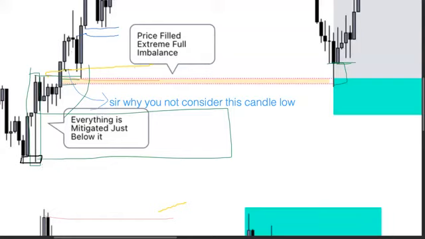If I consider this one, it is filled by this move, right? So we use this candle high and this candle low because this is unmitigated. That's why I use this one.